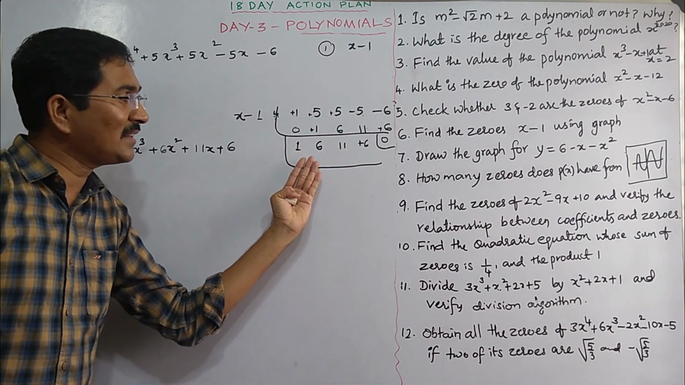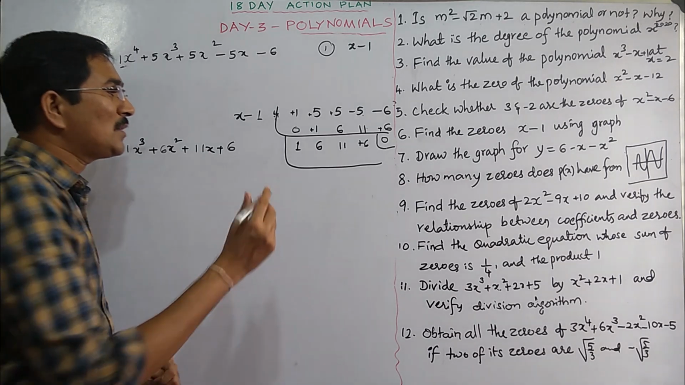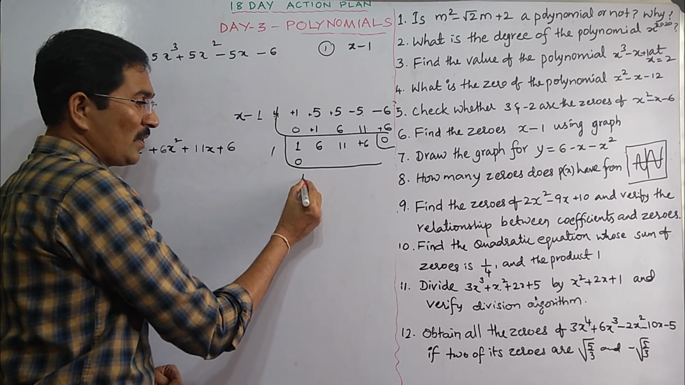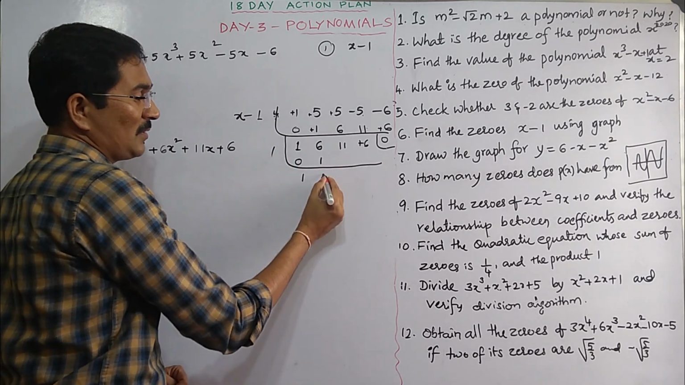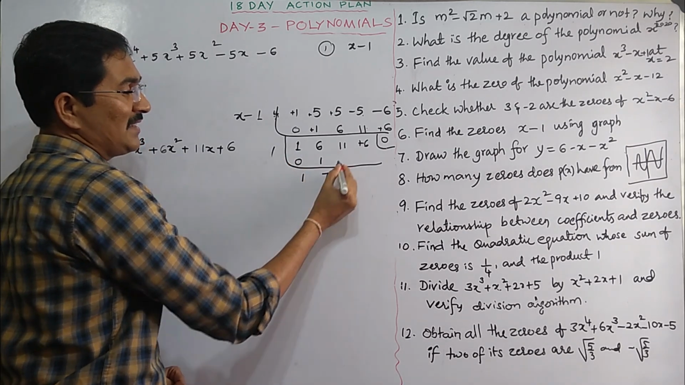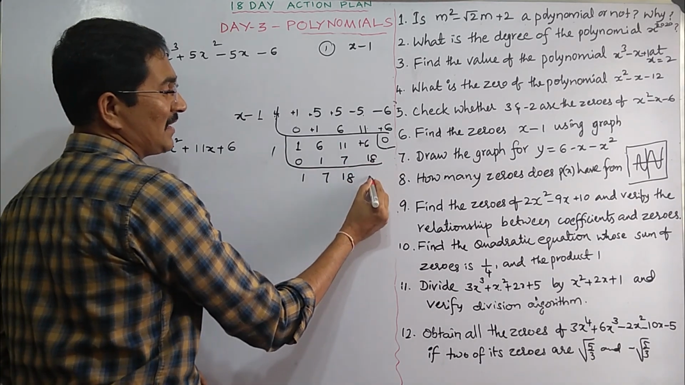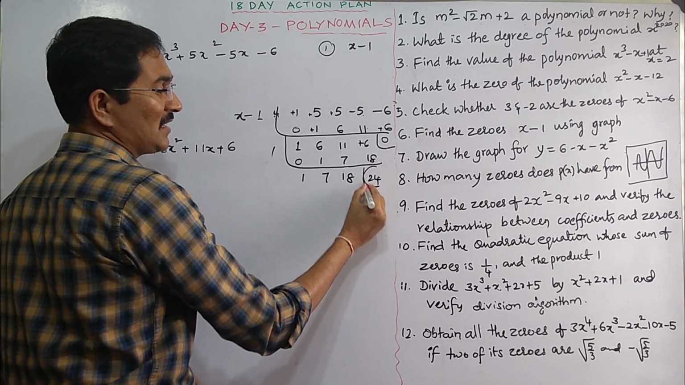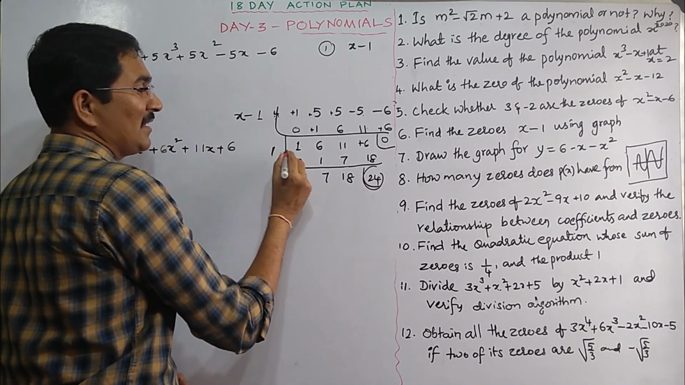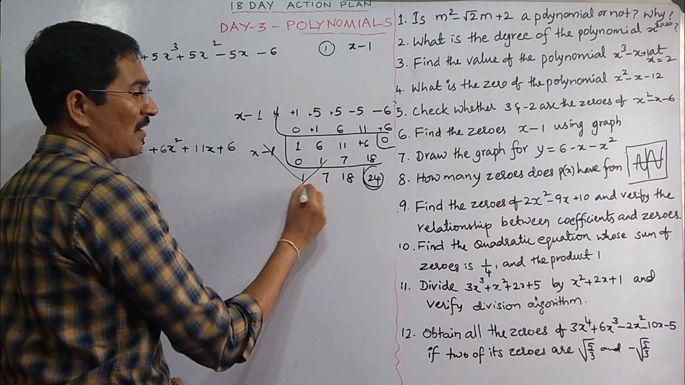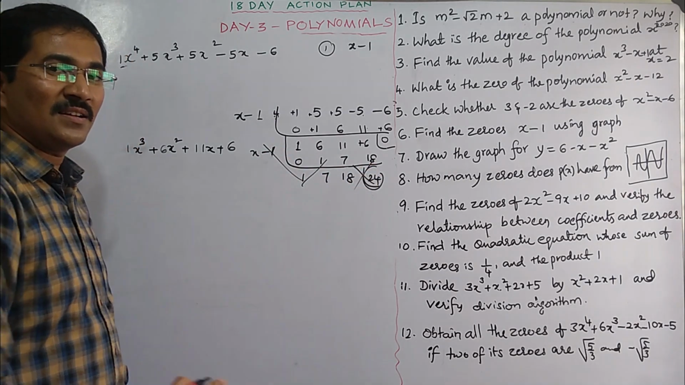So let us check for the next one what happens. So do it with 1 again. 1, 0, so you will get 0. So 1 and 1 is 1. 1 into 1 is 1, so it becomes 7. 1 into 7 is 7, so it's 18. 1 into 18 is 18. Here we have got 24. This is the remainder. So again, this won't be divided by x minus 1. So you will discard this. This is discarded.